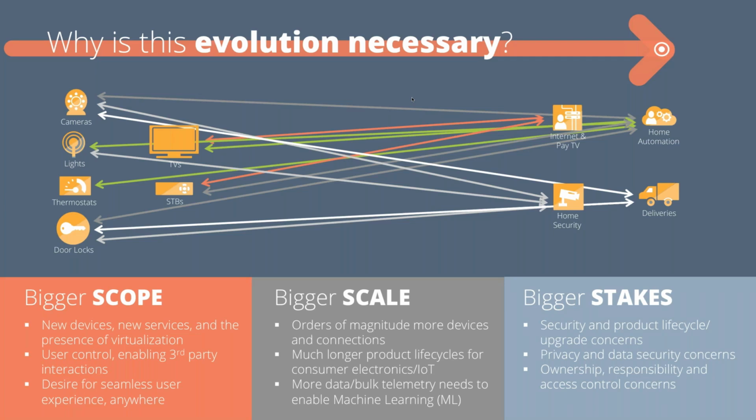And this expansion of scope and scale really means the stakes are bigger too. I mentioned the upgrade lifecycle, and at its heart, this is a security issue. Connected devices really need to be able to patch vulnerable software. And with telemetry in the smart home, there's some serious privacy and data security concerns. And lastly, the question of who owns, who can access, and who is responsible for which connected devices is an ongoing conundrum.